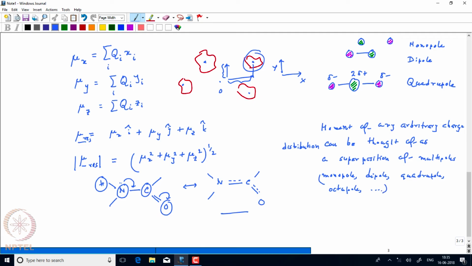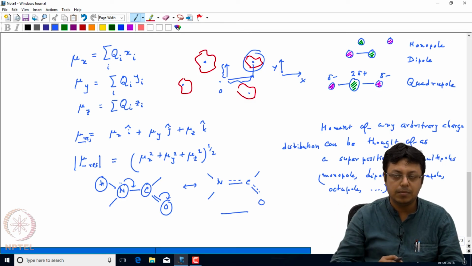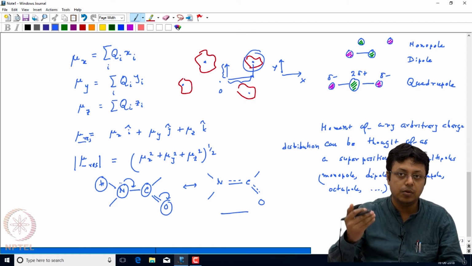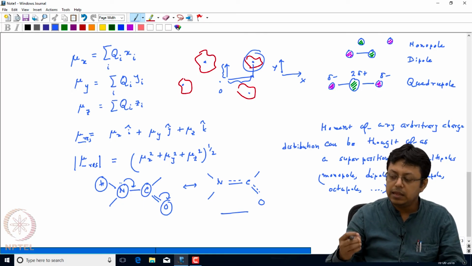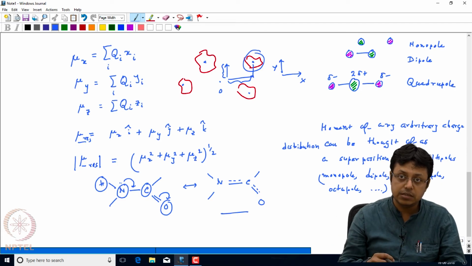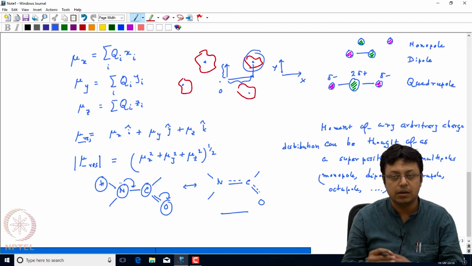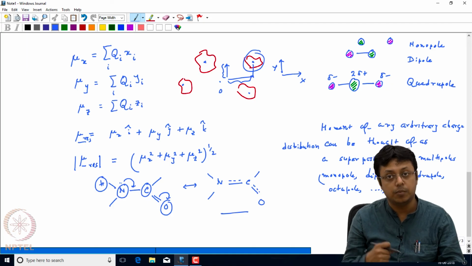Again, in this discussion you should always remember that when you go to a higher order multipole, for example from the monopole to the dipole, the monopole actually contains a net unit charge. The dipole does not have a net unit charge, but it has a dipole moment. Then the quadrupole does not have a net unit charge, because as you can see it is minus delta, minus 2 delta, plus delta minus. So there is no net unit charge, and also there is no dipole moment, but it has a quadrupolar moment.